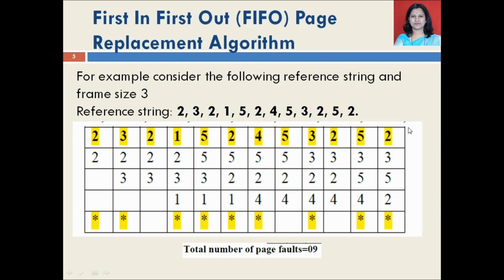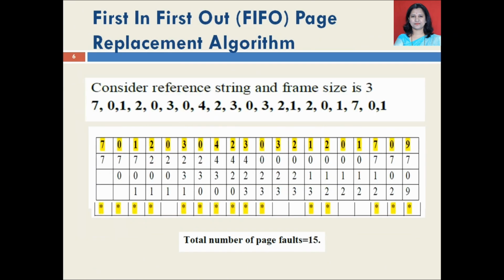Next is 2. To place the 2, we will replace the 4 and place the 2 over there, so it will become the 3, 5 and 2. Now we will count the total number of page faults here. 1, 2, 3, 4, 5, 6, 7, 8, 9. So the total number of page faults here will be 9. This is one example of FIFO page replacement.